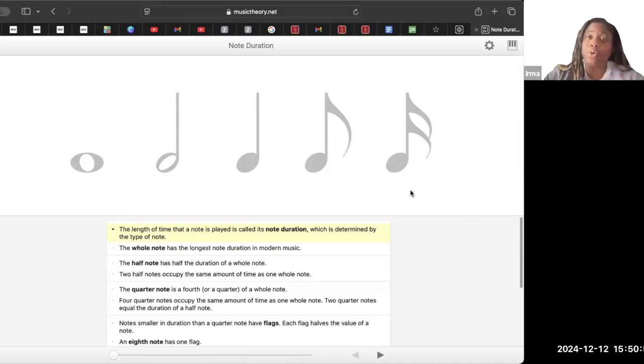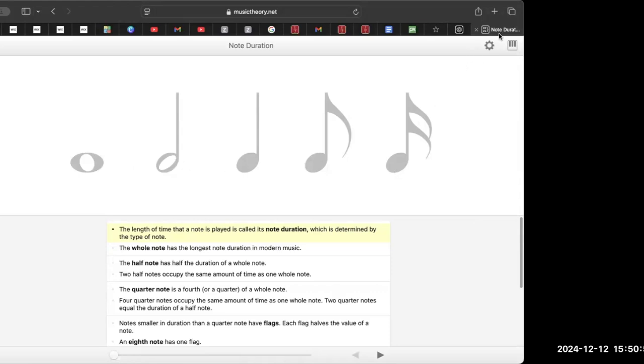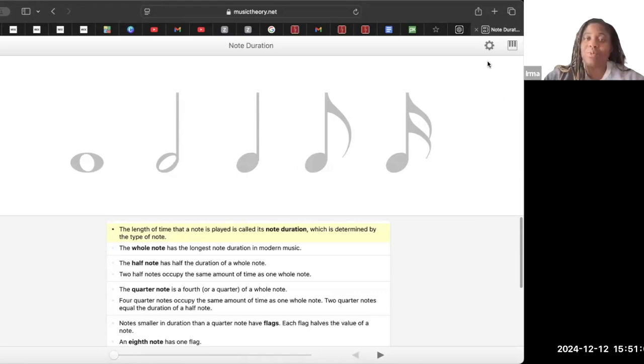Whether it's a whole note, which is this one, a half note, a quarter note, an eighth note, or a 16th note. I was wondering if it had one of the others over here too. They have 32nd notes and 64th notes too. It goes on and on, but the most commonly used are these five right here. It says the whole note has the longest note duration in modern music. The half note has half the duration of the whole note.